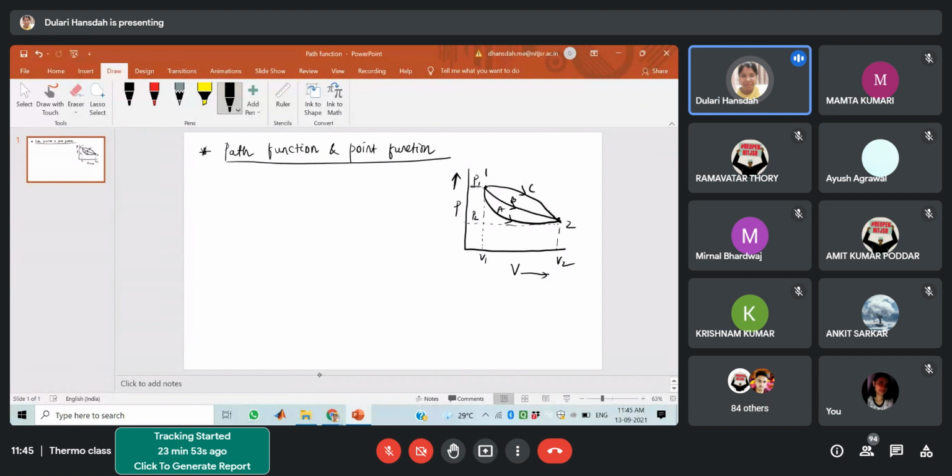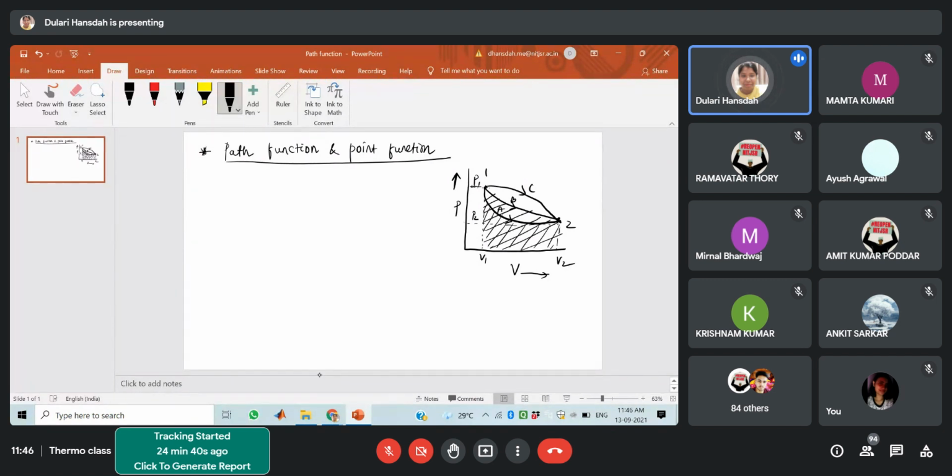So again, I'm going to discuss this one. Let us consider the system we have taken from state 1 to state 2 by following three different quasi-static paths, those are your A, B, and C. We find the work output by integrating PdV. Another method is to find the area under the path. When we find the area under the path, we are finding the integration of PdV from 1 to 2. In this case also, the work transfer is the integration of PdV.